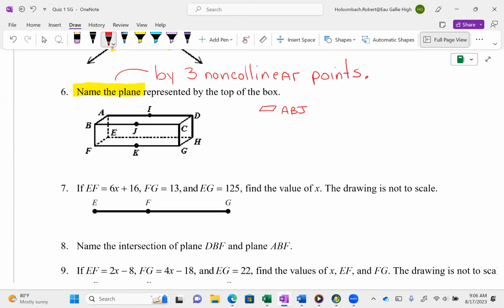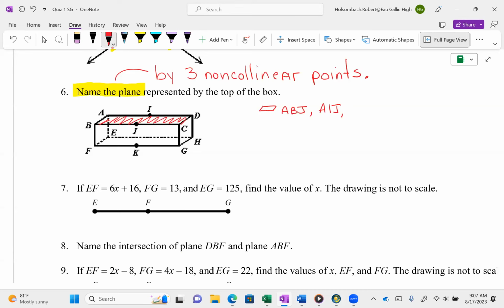And I'm not going to write the plane symbol every time that I name this plane. Can anybody give me another set of three non-collinear points that we can name the top of the box by? Yes. Did you say A, F, and B? A, F, and B would be naming the left side of the box. We need to be naming the top of the box. Yes, ma'am. A, I, and J, good. All right, we're naming this portion of the box right here.